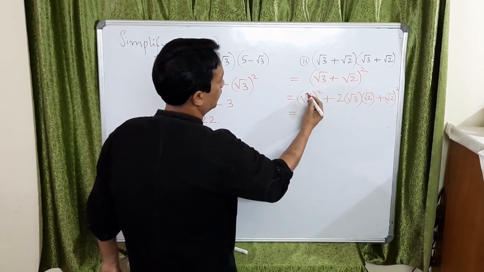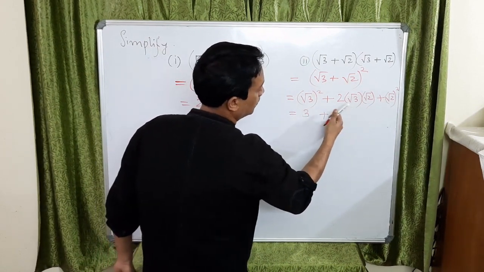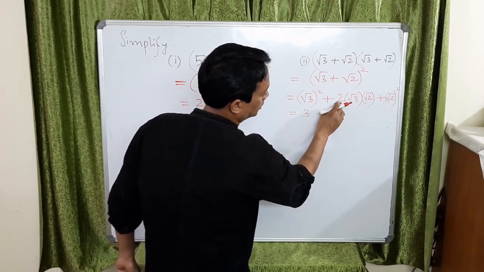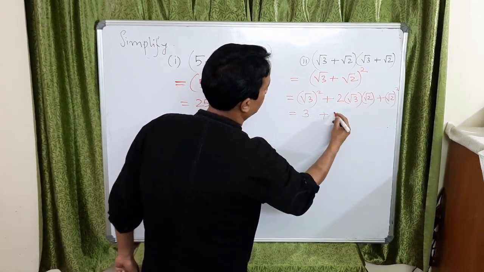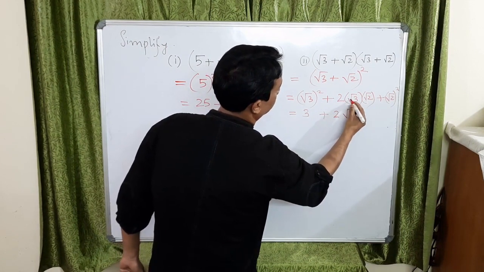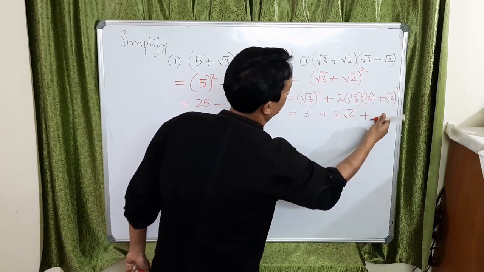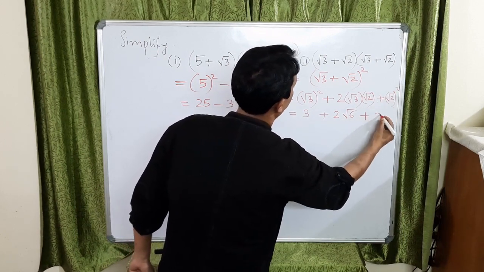So square and square root will cancel. This will become 3. And here we need to multiply. How do we multiply? Outside number with outside. This is outside and nothing else, so we just have 2 outside. And inside we have root 3 and root 2. 3 into 2 will be 6. Plus this root 2 square will be 2.